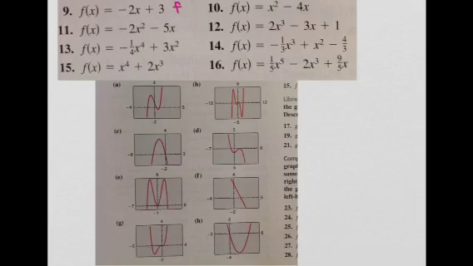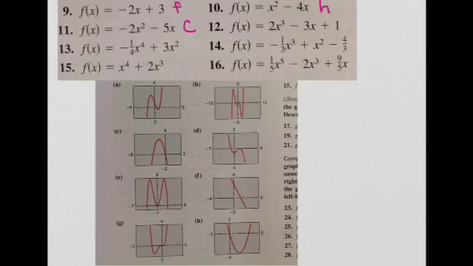And then I noticed that we have two parabolas, this one here and this one here. Number 11 and number 10 are both parabolas, both quadratic, so I know that those have to be matched up with C and H. Number 11 has a negative A value and number 10 has a positive. So I know that 10 opens up, so that's going to be H. I know that 11 opens down, so that's going to be C.